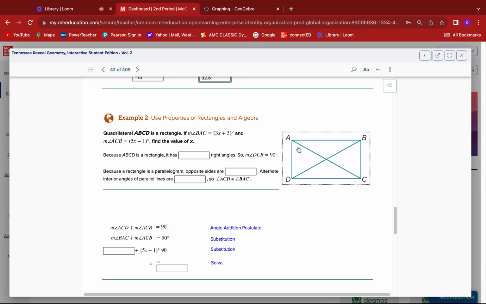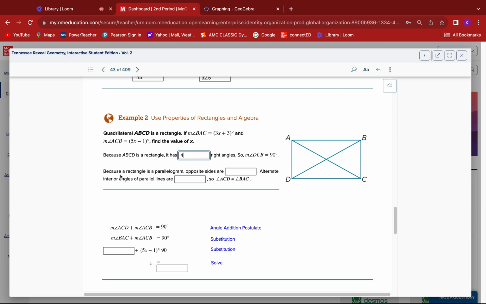Okay, well, listen, this is a right triangle, ABC. I know it's a right triangle because on a rectangle, angle B is automatically 90 degrees, which tells us that angle A and angle C in that right triangle add up to be 90 degrees. This is a rectangle and it has 4 right angles. So DCB equals 90.